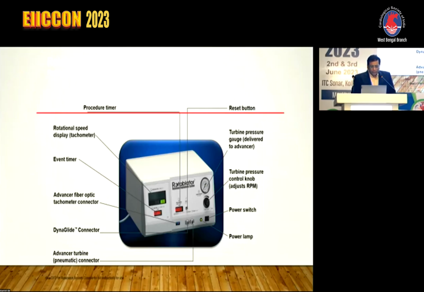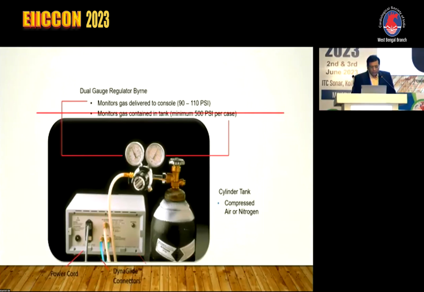So this Rotalink console has a tachometer where the rotational speed is displayed. There is an event timer. There are connections through which you connect your saline and the advancer. Then there is a turbine pressure knob through which you can control the pressure, and there is a power switch and a power lamp. And this is the air tank.